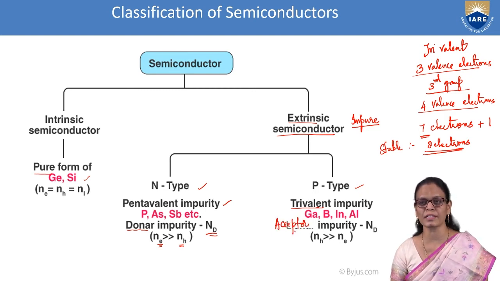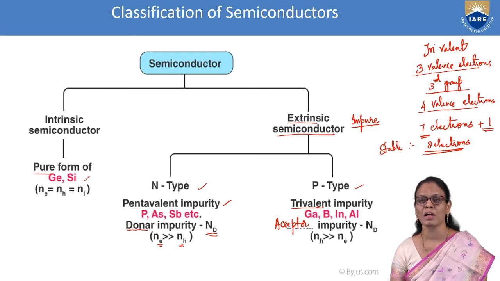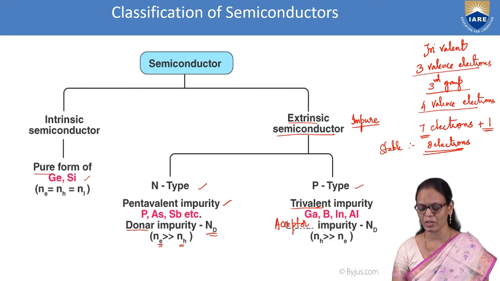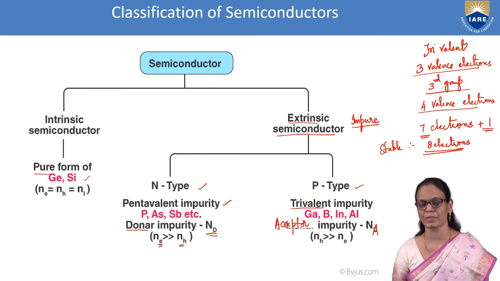So, you need to understand why we are calling it an acceptor impurity, because to attain a stable configuration, it has a deficiency of 1 electron, and so it is always ready to accept 1 electron. So, by adding 1 electron, it becomes stable. So, we are calling it an acceptor impurity, and the concentration is denoted by Na, acceptor.